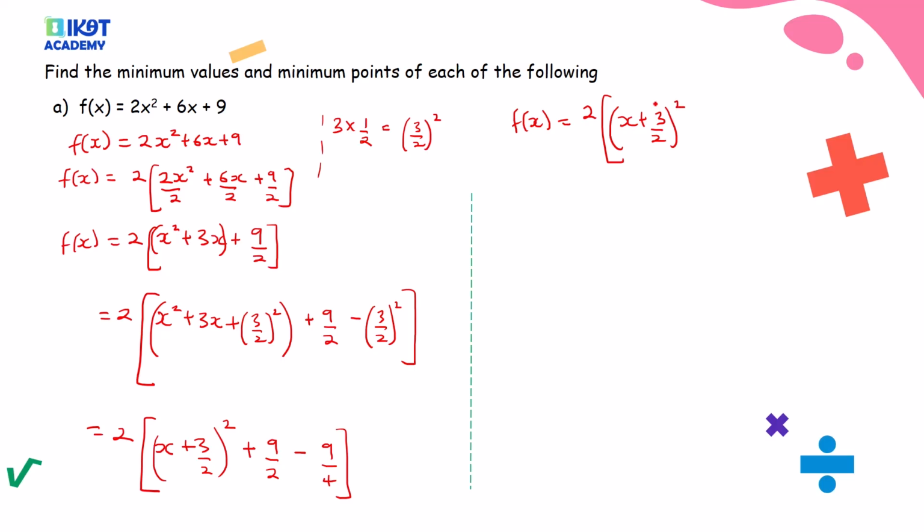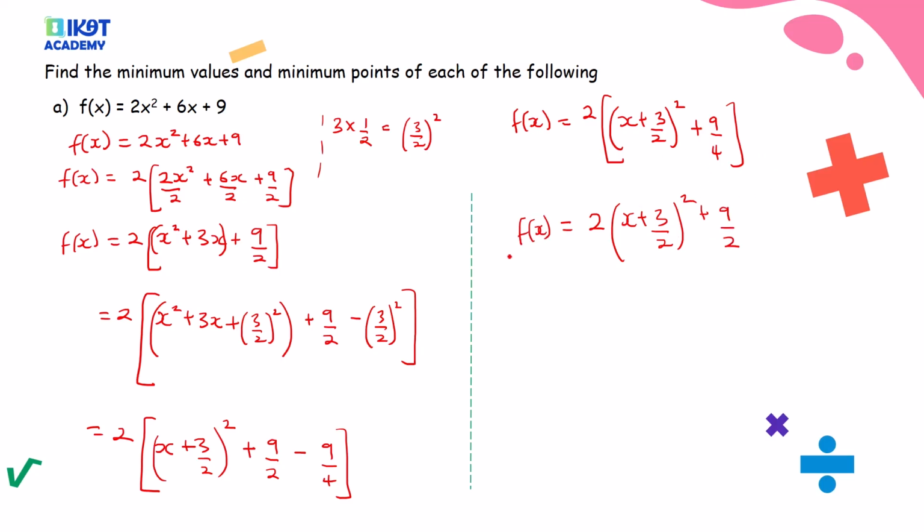Then we can now put this onto our calculator. So we have 9 out of 2 minus 9 out of 4. So what do we have? We get 9 out of 4. So this is plus 9 out of 4. So we open the bracket, we have 2 into x plus 3 out of 2 squared plus, so this becomes 9 out of 2. This is f(x).